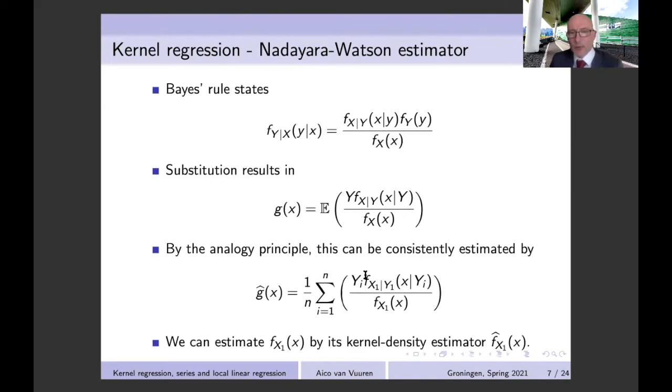What I'm going to do first is simply put hats above these densities over here. But of course the question arises, if we replace them by estimators, what do these estimators look like? One thing we could do is make parametric assumptions with respect to these densities over here. It's the density of x1 and the density of x1 conditional on y1.